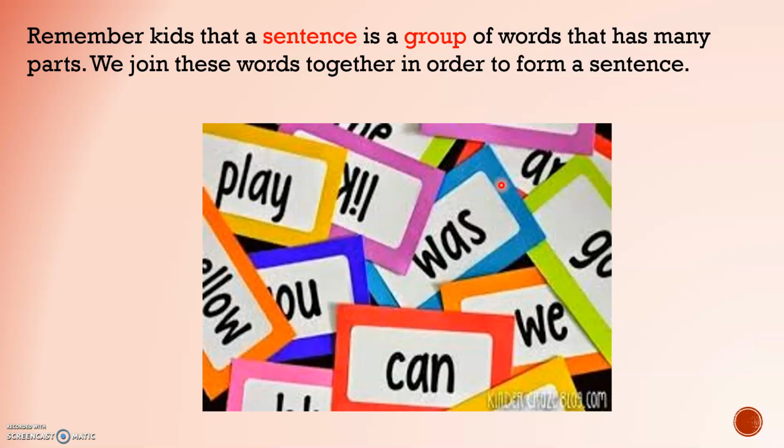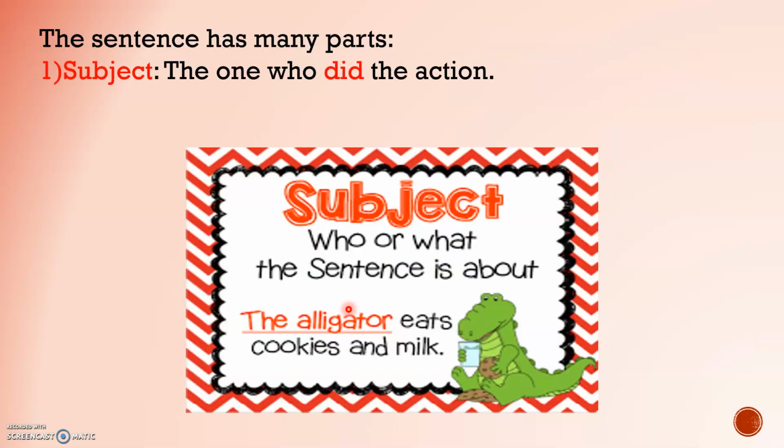So the sentence is about, as you can see, a group of words that deliver at the end a specific meaning. Now, the sentence in English, it has many parts. The first and most important part that we should use in a sentence is the subject of the sentence. What does that mean? The subject of the sentence, as you can see, is the one who did the action.